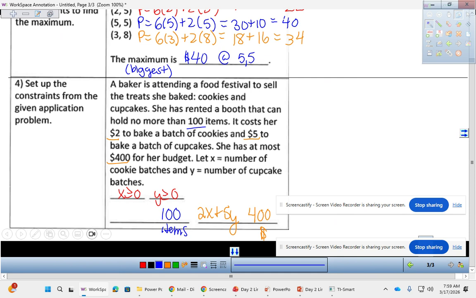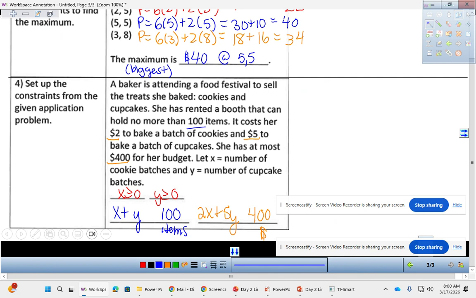When I'm not left with any numbers, I either put an X only, a Y only, or an X plus Y, and that depends on what the category is. If this was 100 cookies, I'd put X. If it was 100 cupcakes, I'd put Y. But it's just items, which is more of a general category. So I'll put X plus Y.